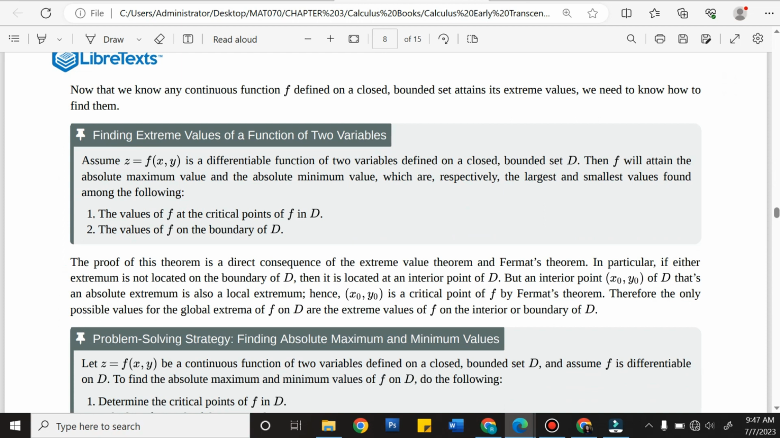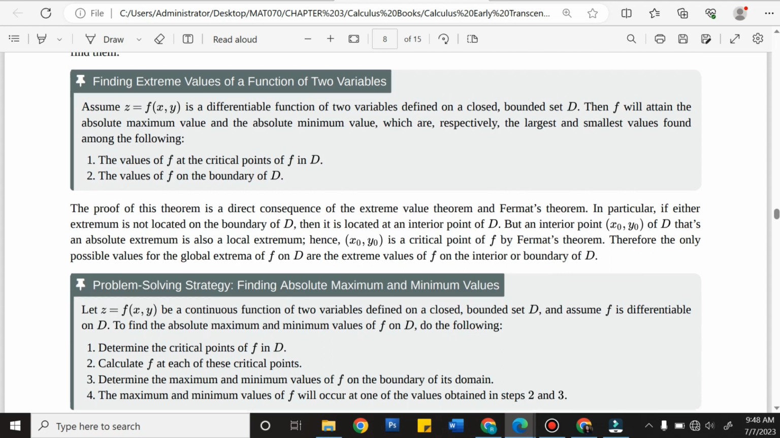The absolute maximum and absolute minimum, class, are also called the extreme values. Now, assume we have z as a differentiable function of two variables defined in a closed bounded set D. Then f will attain the absolute maximum and the absolute minimum, which are respectively the largest and the smallest value found among the following. First, the value of f at the critical points of f in D, and the values of f on the boundary of D.